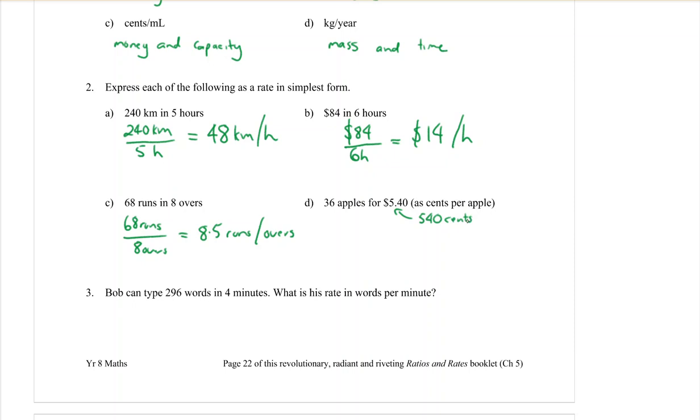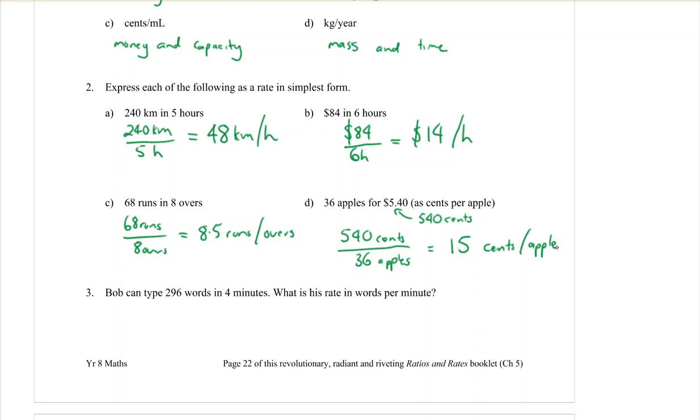Also, because it says cents per apple, even though the cents is the second number, that's the one that I have to put on top. So I want 540 cents on the top and apples on the bottom. 540 divided by 36 is 15 cents per apple, which seems ridiculously cheap, but anyway. But that makes sense to write that way, doesn't it? It's like at least 50 cents an apple now, more like 60 or 70 probably.